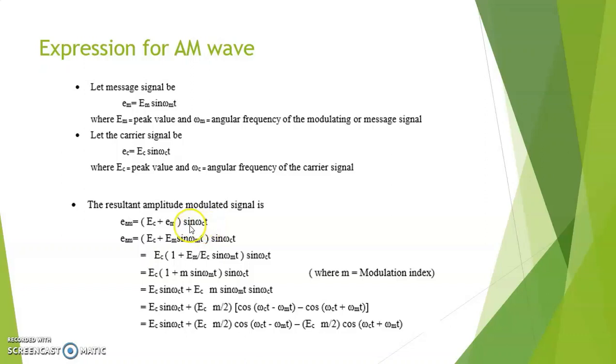The frequency of the carrier wave, as we saw, is not going to vary. So Ec plus Em means the peak value of the amplitude modulated signal.